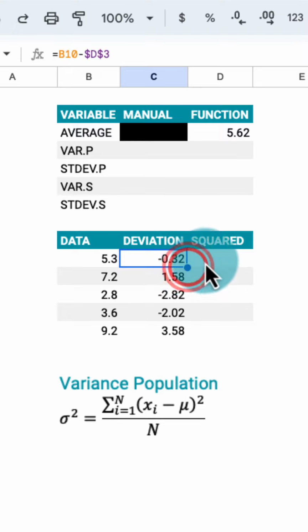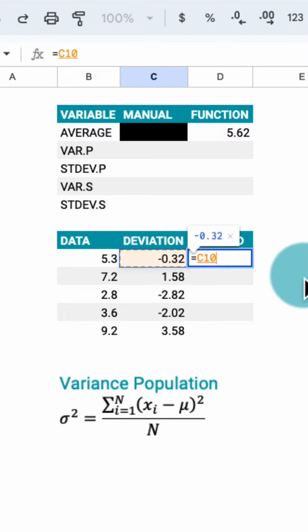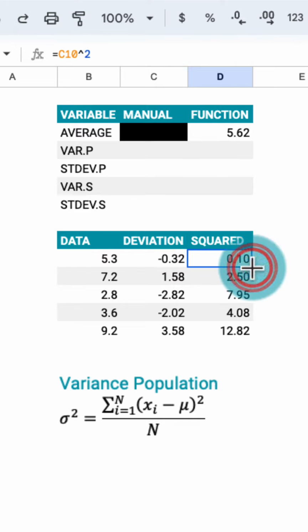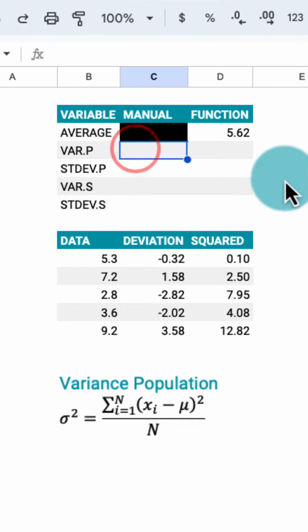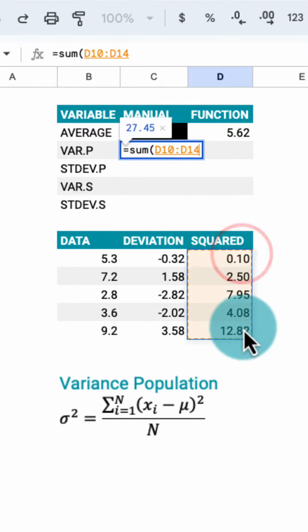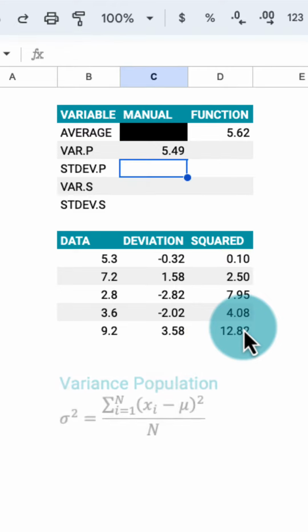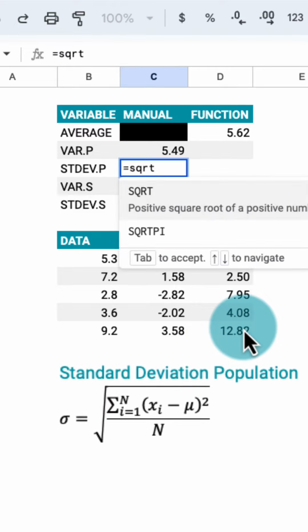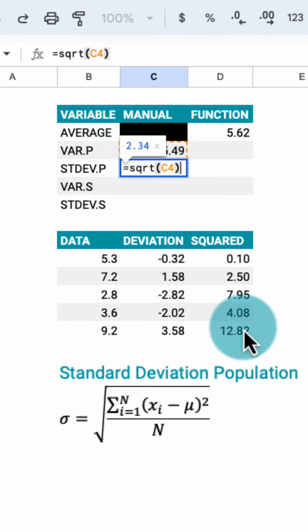the way down. These values need to be squared, so we use the caret and the number 2 to square it. For the variance of the population, we add all these values up, and we need to divide it by the total number of data points. In this case, it's 5. The standard deviation of the population is the square root of the variance.